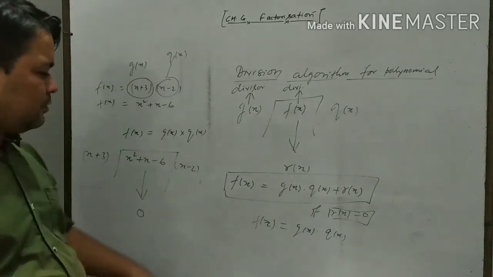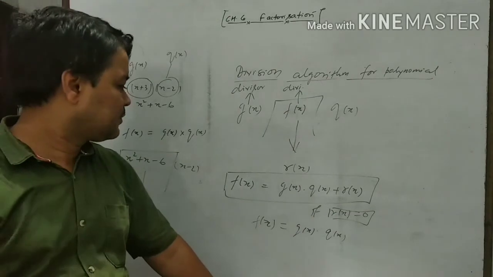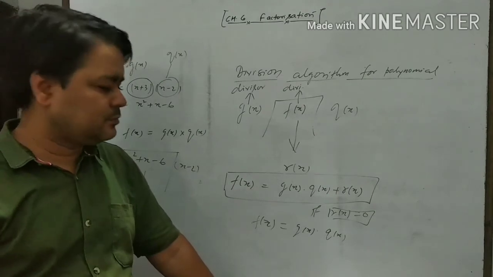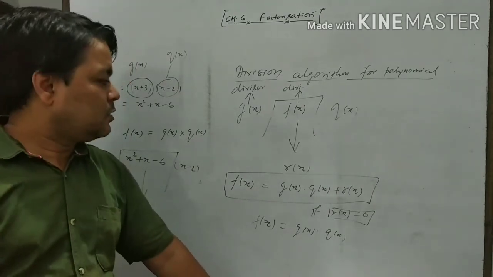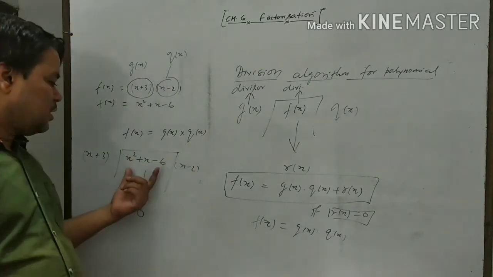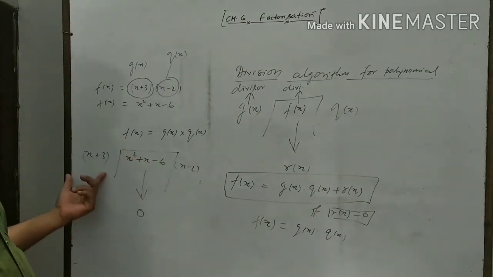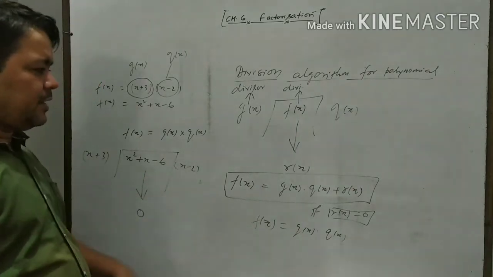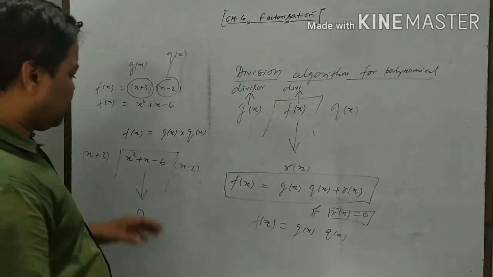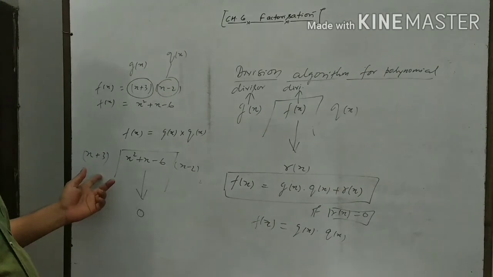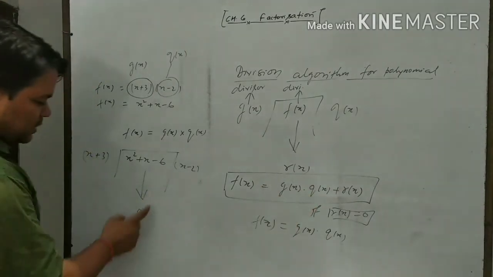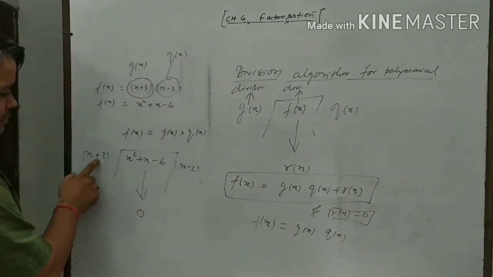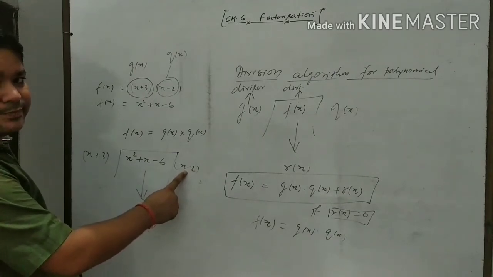I will tell you the process of division later, because without knowing the process of division we cannot solve questions related to factorization. How to divide one polynomial by another polynomial is, I think, given in class 8, but I will repeat it here. In this example, the remainder is equal to 0. Therefore this value is equal to the multiplication of this value and this value.